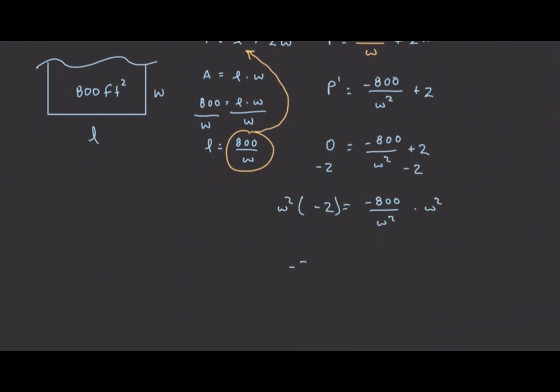Now, negative 800 equals negative 2 width squared. We'll divide both sides by negative 2 to isolate the width. Next, we'll square root both sides. The square root of 400 is 20, so width equals 20.